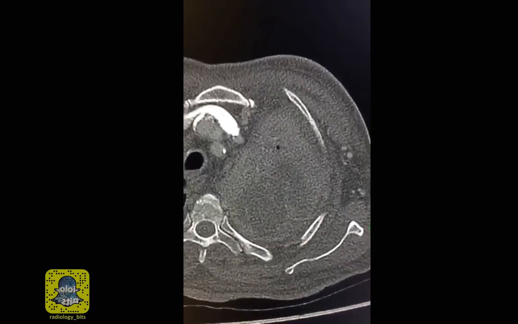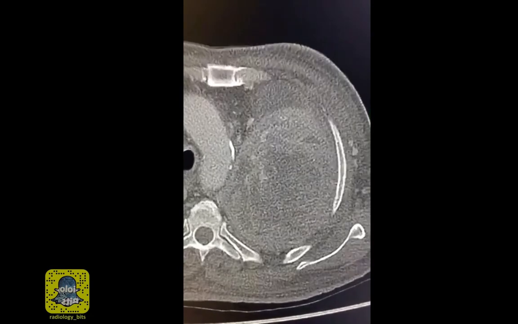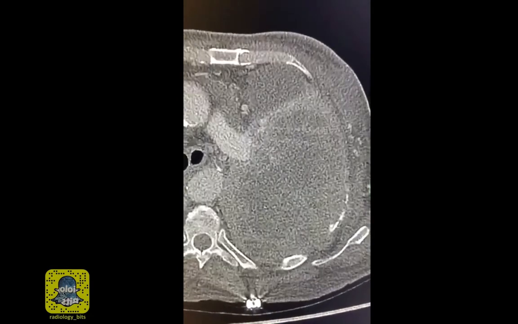We're not done yet. Let me show you a very important additional teaching point for everyone. This is the bone window.